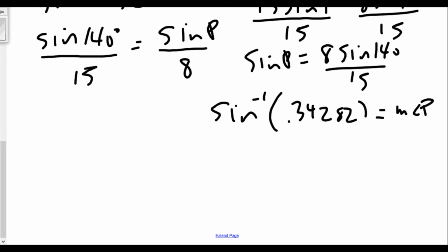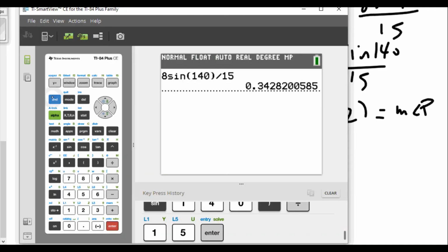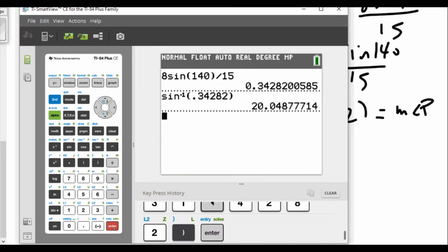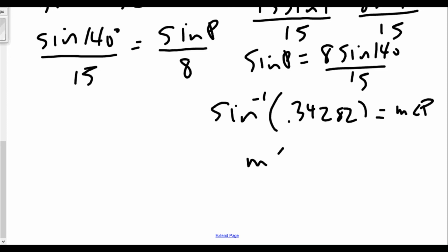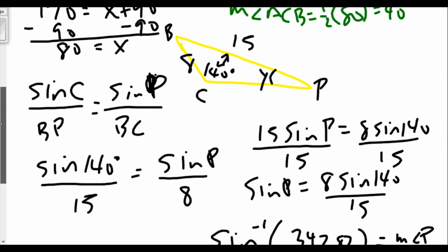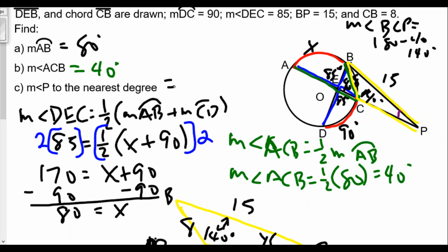Okay, so we go back to the calculator. So hit second sine. All right, so 0.34282. Just double check to make sure. Okay, enter. And we get 20.04. So in this case, to the nearest degree, the measure of angle P is equal to 20 degrees. Okay, and so here we'll box our answer. Also, if you want to, you can put up here equals 20 degrees, making sure we box our answers so that we can see what the answers are.